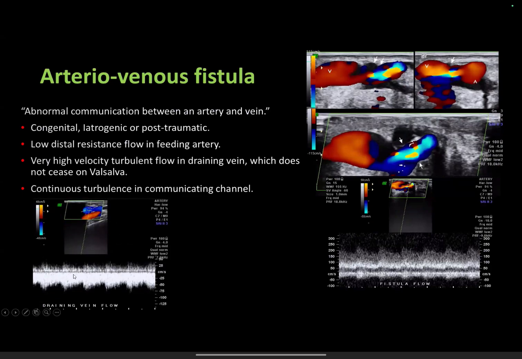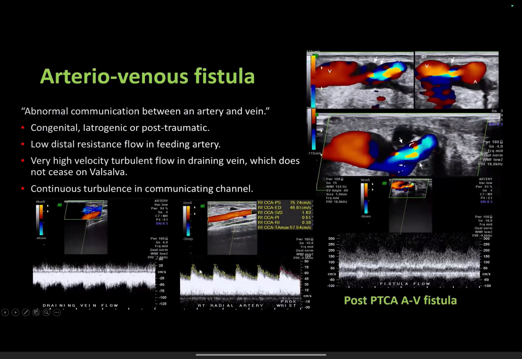The draining vein becomes pulsatile. And the feeding artery is markedly low resistance. Normally it is a high resistance multiphasic spectrum, but there is low resistance plus flow. So it is a case of post-PTCA AV fistula of radial artery and vein.